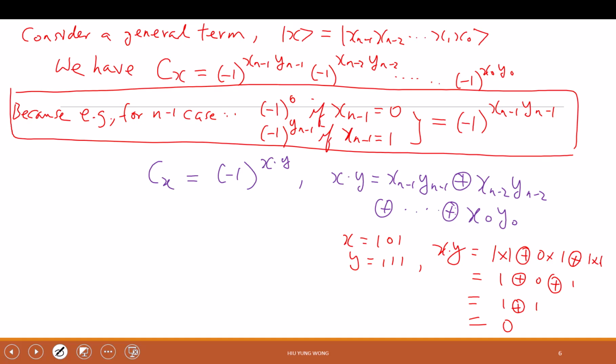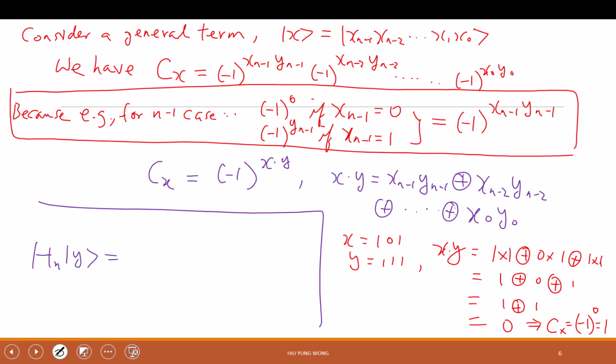Okay, then what is the coefficient? Then Cx equals negative 1 to the power 0, which equals 1. Then your coefficient is plus 1. Okay, so in summary, we prove that H n applied to general y equals 1 over 2 to the power n divided by 2, summation x equals 0 to 2 to the power n minus 1, negative 1 to the power x dot y, x.